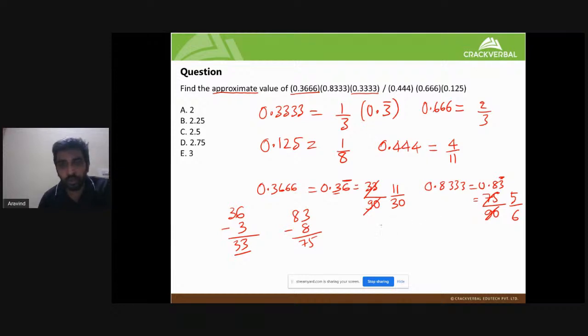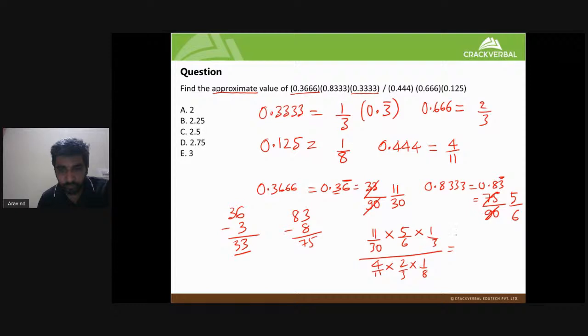So now that we know all the values, let us substitute. The first value is 11 by 30 multiplied by 5 by 6 multiplied by 1 by 3, whole divided by 4 by 11 multiplied by 2 by 3 and 1 by 8.